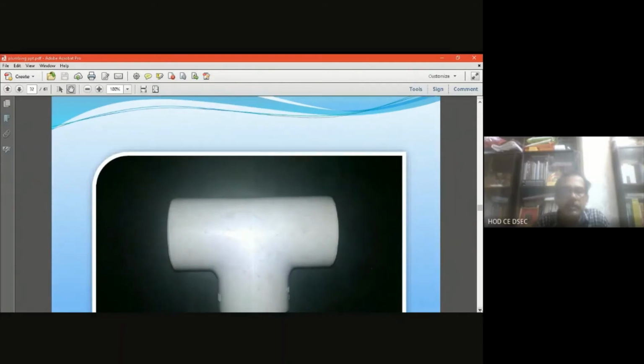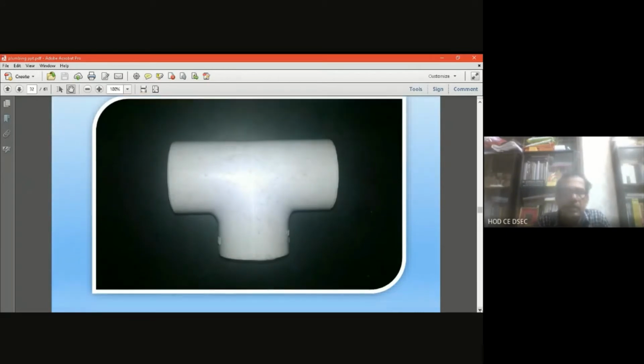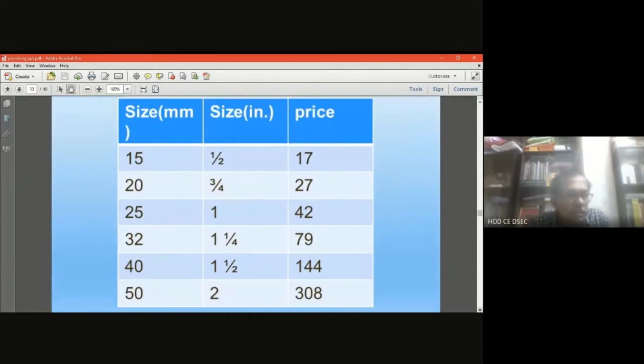You see the T joint. The main pipe, and both sides are at 90 degrees. The available sizes of the T joint are 15, 20, 25, 32, 40, 50.